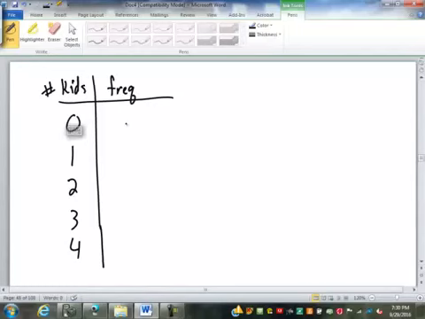Our frequency: so we got 12 with 0 kids, 19 that have 1 kid, 13 with 2 kids, 4 with 3, and 2 with 4. I think that'll add up, I hope.